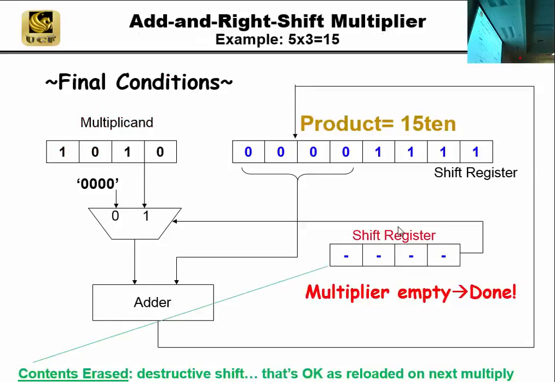Final conditions. How do we know it's the last step? Well, there's 4 bits here. We have to do 4 iterations. We have to multiply each bit of the multiplier times the multiplicand. The same thing you did pencil and paper. So when the multiplier is empty, it's done. You can think of it that way. There's 4 bits. We had to shift 4 times. What did you end up with? 15. What did we start with? 5 and 3. Okay. Question, you said, well, we lost the multiplier. This is true. This is destructive shift, but that's okay because this can be reloaded on the next multiply instruction anyway. What we cared about mainly was the product.